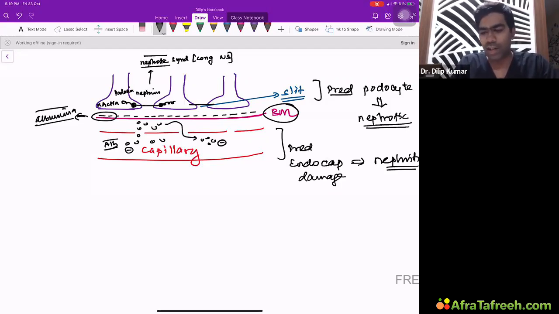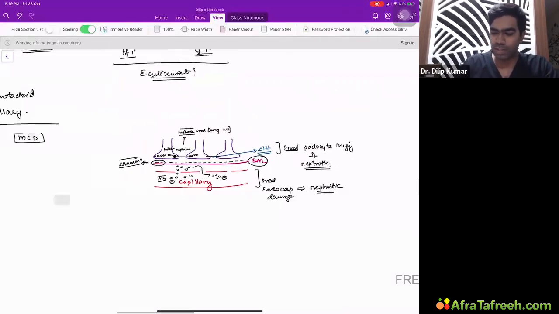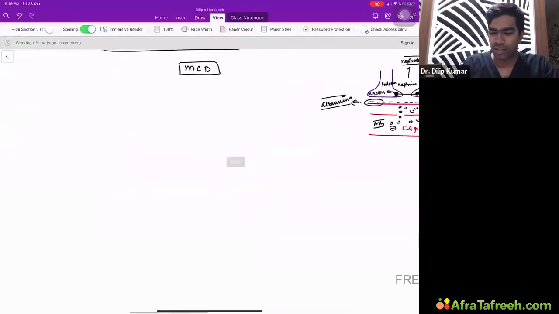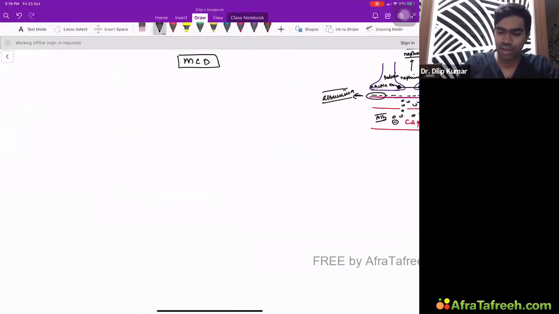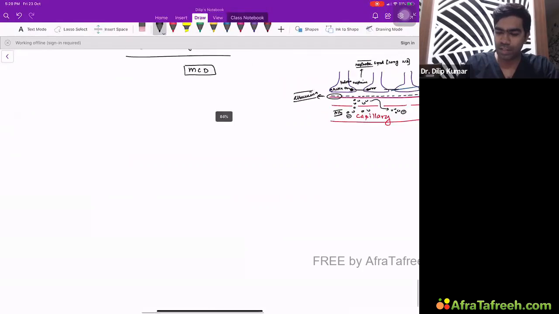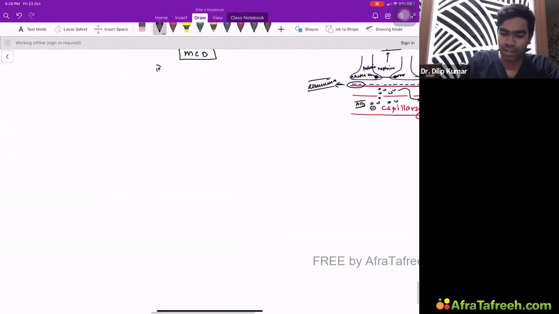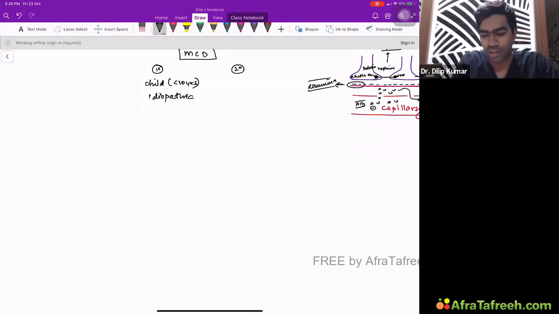And apart from that, a variety of other reasons can result in the development of proteinuria and nephrotic syndrome. In minimal change disease, the pathophysiology is not known. It could be either a primary MCD or a secondary MCD. Primary MCD typically happens in children, usually less than 10 years of age, and it's idiopathic in nature. That's what we need to know. Children less than 10 years, typical primary MCD, don't have any cause at all.